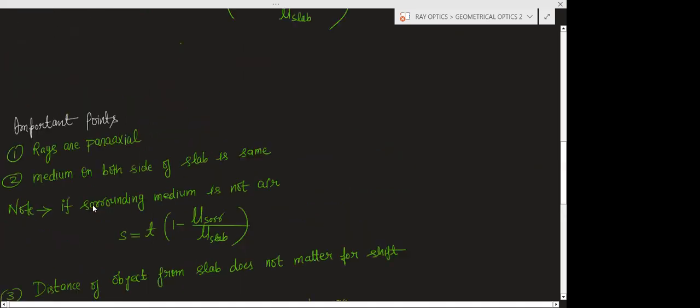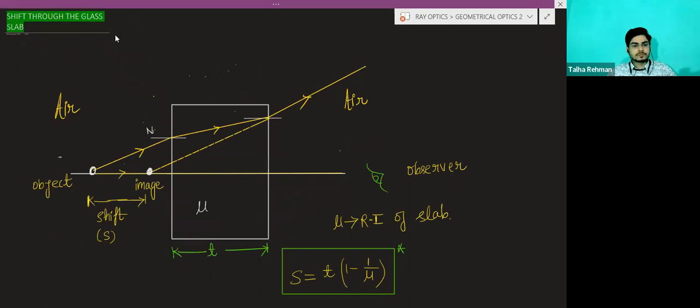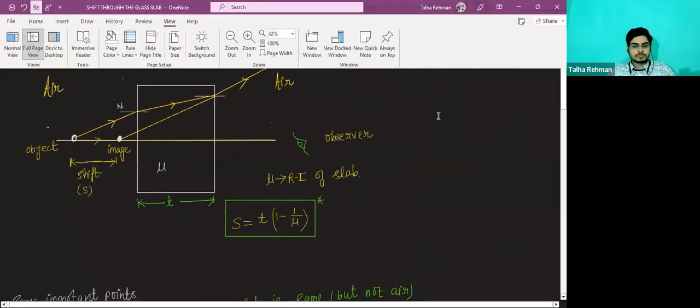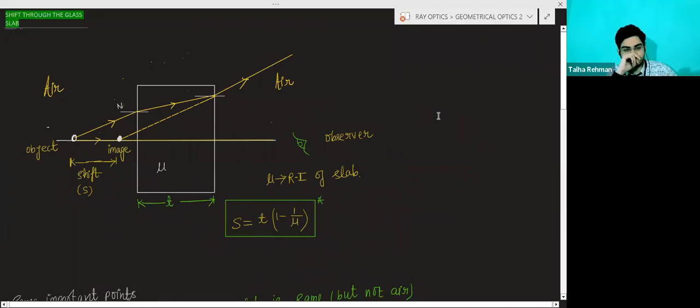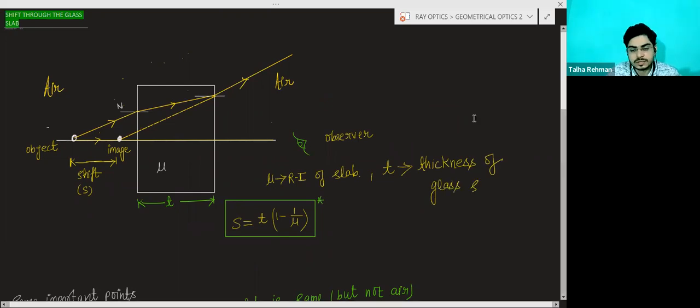So just draw the ray diagram. And remember, T is the thickness of the glass slab, or you can say the thickness of the slab.